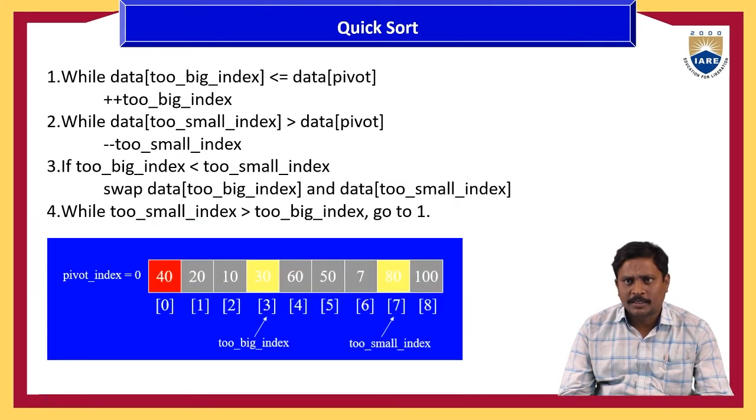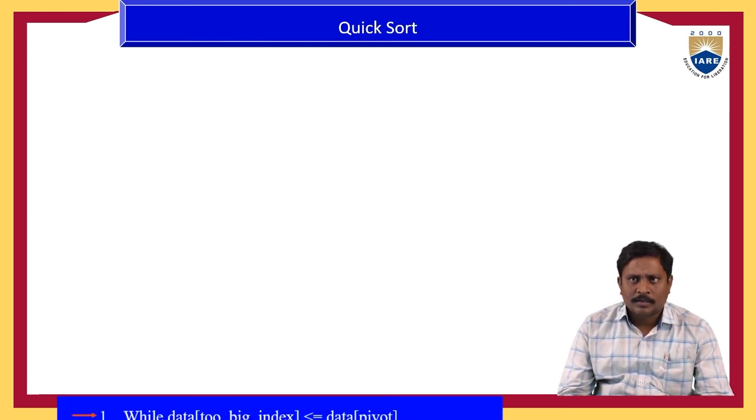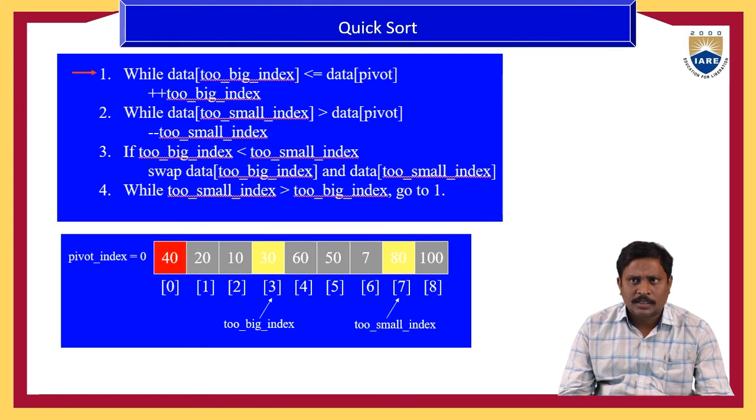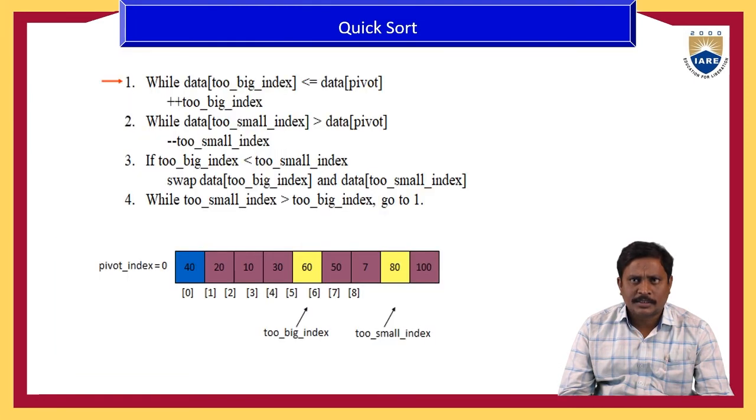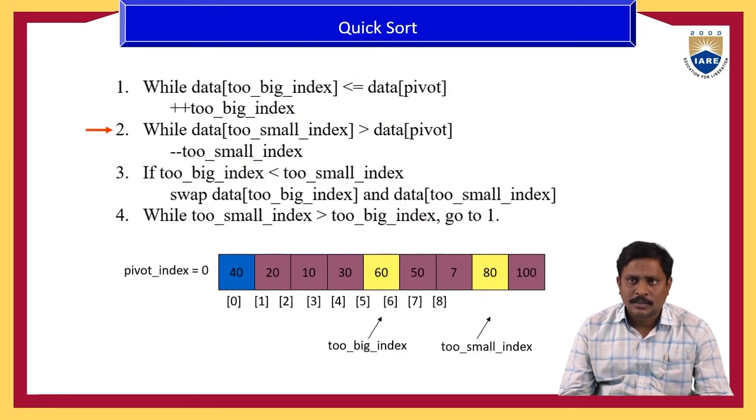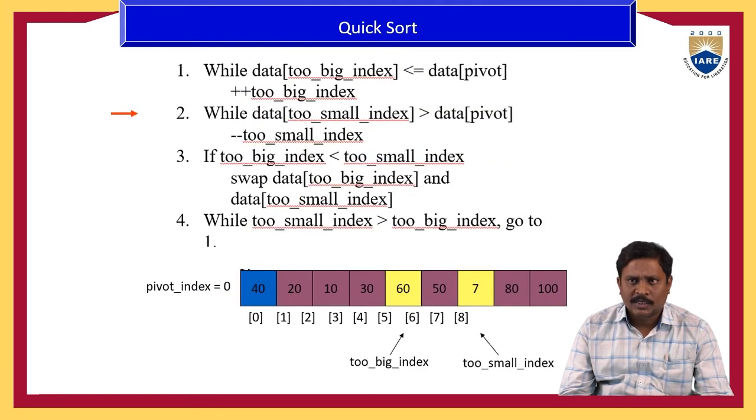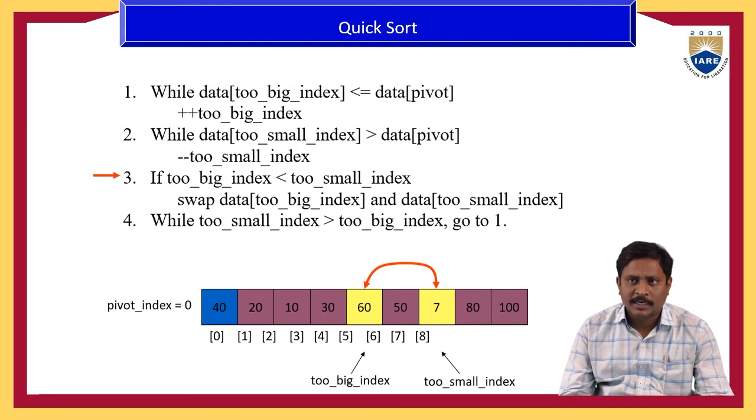Next we make the next comparison. 30 and 80 are already interchanged. Now the next comparison is 60 and 80. 60 less than 80, yes. They are in proper order. Next, 60 compared with the next element. 60 less than 7? No. So we interchange these two values. So here we write 7, here 60.